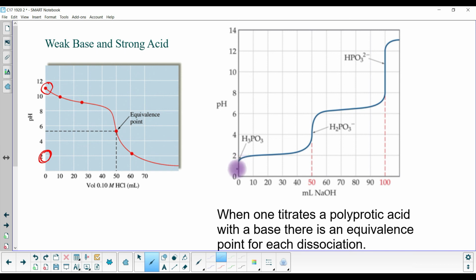Another curve to be familiar with is a polyprotic acid. There are equivalence points for each dissociation. The first is the first hydrogen, and it stops about here. We have one equivalence point, and then taking another hydrogen off, we have a second equivalence point.